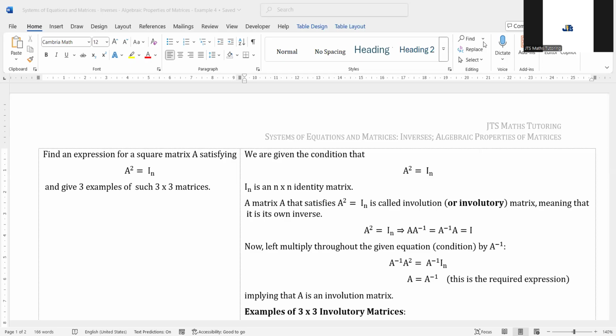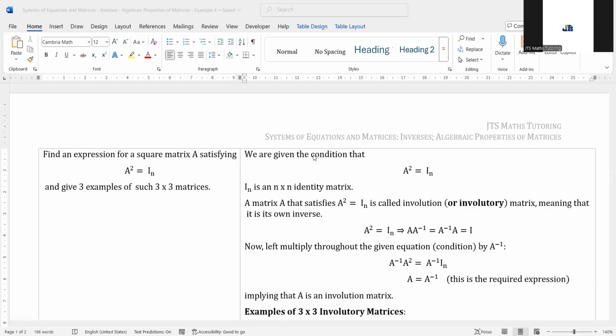Today we are looking at algebraic properties of matrices. To be precise, matrix inverses. Let's get going. Find an expression for a square matrix A satisfying A squared is equal to an identity matrix and give 3 examples of such 3 by 3 matrices. Take note, the dimension can be anything. But here we just want examples which are 3 by 3 matrices.